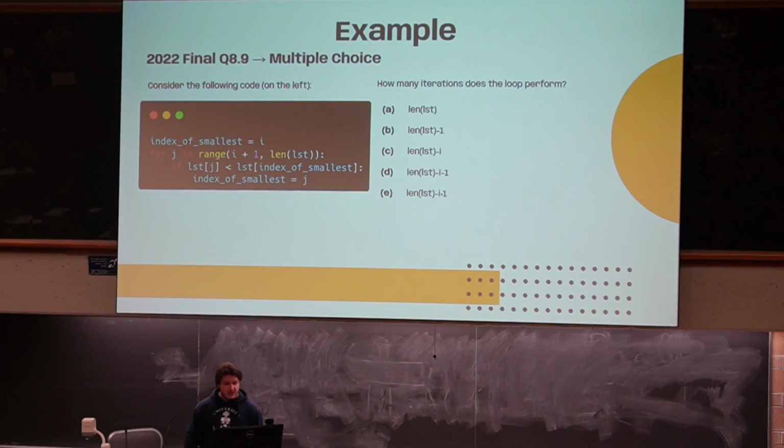So this is a multiple choice question. I'm going to give you guys about a minute to think about what this is going to be. But it says if you look at this code on the left, how many iterations are we doing? So what is the range of our for?